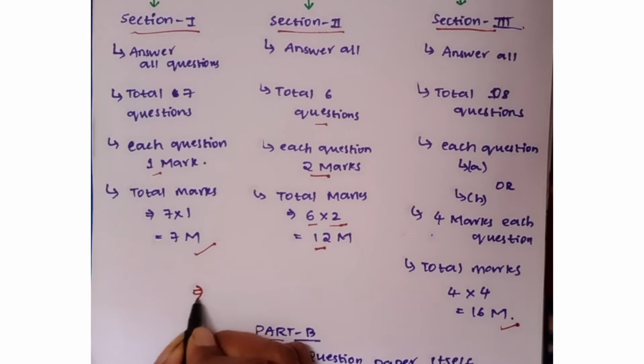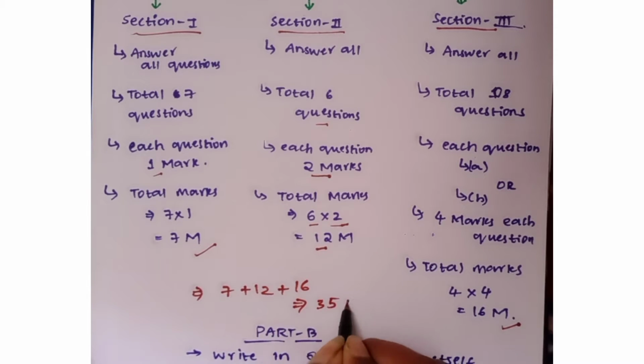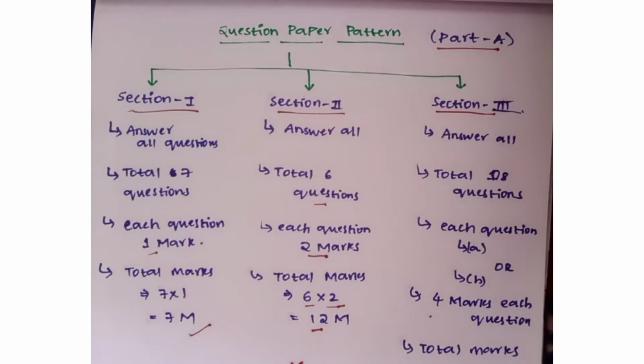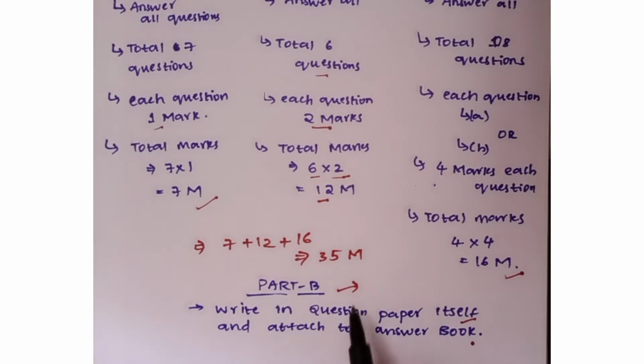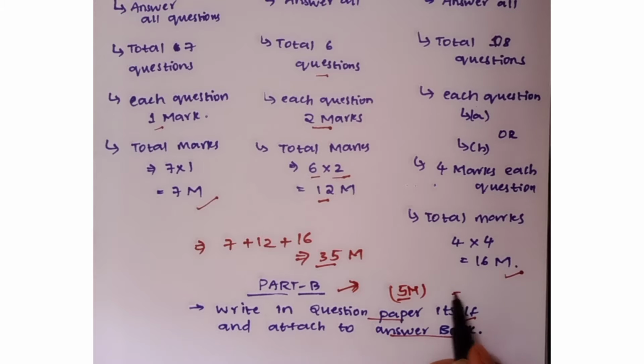So the total marks can be 7 plus 12 plus 16, which is nothing but 35 marks for part A. Now for part B, there will be MCQs and fill in the blanks types of questions. You need to write the answers in the question paper itself and attach the question paper to the answer book. It is going to be of 5 marks. So the total question paper is 35 plus 5, which is nothing but 40 marks for paper 1, and paper 2 is of another 40 marks.